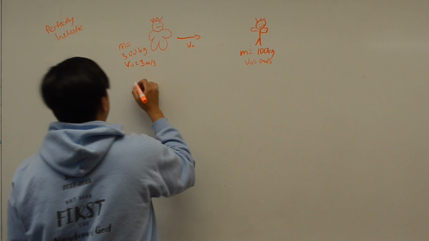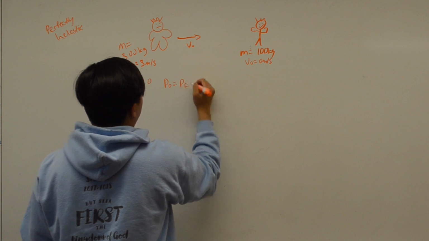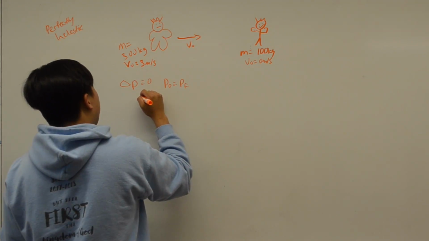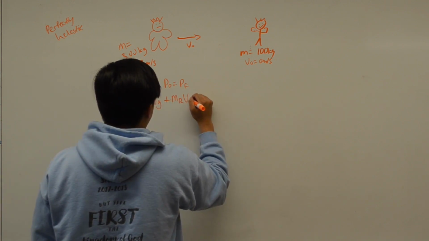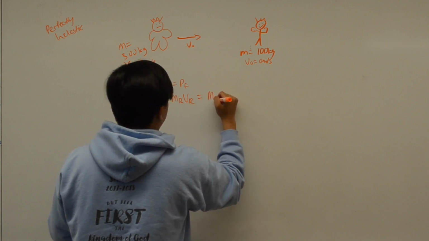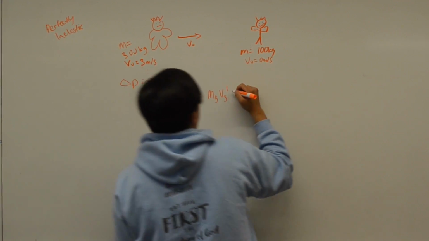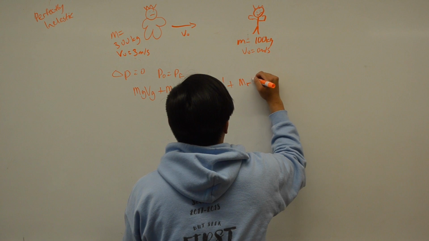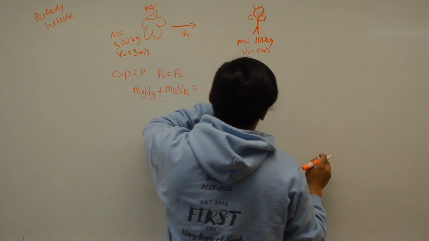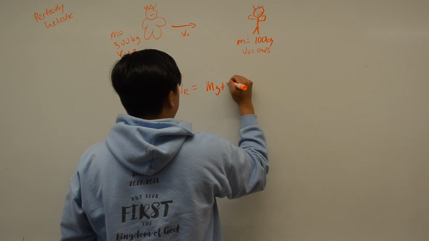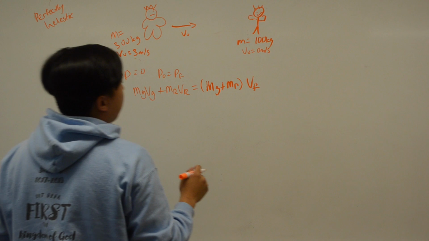So now we're going to start with our conservation of momentum. So delta P is equal to 0. So P initial is equal to P final, which means mass Gary v Gary plus mass Richard v Richard has to equal mass Gary v Gary prime plus mass Richard v Richard prime. But since they're sticking together, we're going to write it like m Gary plus m Richard times v final. So we're looking for the final velocity that they travel at together.